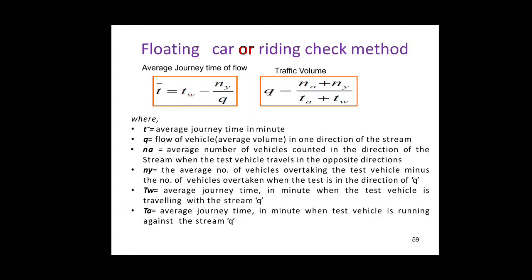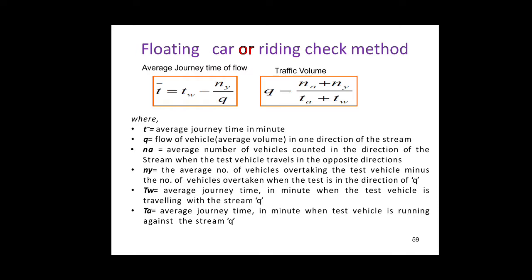For the floating car or the riding check method, first is the average journey time, which can be calculated as T dash equals Tw minus Ny upon Q, whereas the traffic volume can be calculated as Q equals Na plus Ny upon Ta plus Tw, where T dash is the average journey time in minutes, Q is the flow of vehicles, that is the average volume in one direction of the stream, and Na is the average number of vehicles counted in the direction of the stream when the test vehicle travels in the opposite direction.